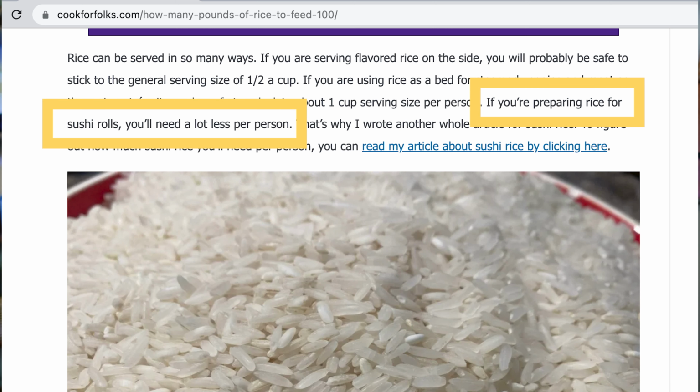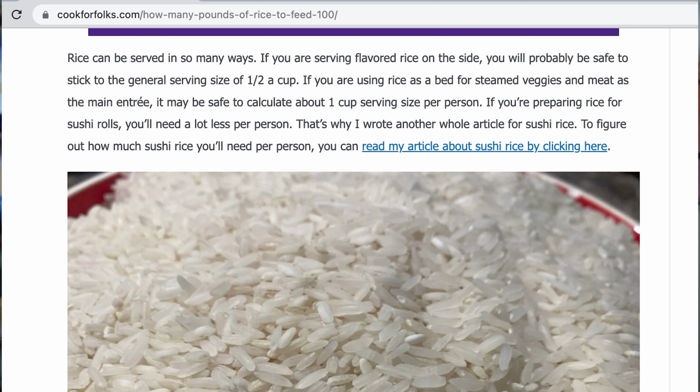So I added some text, not just a link, I added some text. That's why I wrote another whole article for sushi rice. To figure out how much sushi rice you'll need per person, you can, and then the link itself, the anchor text is, read my article about sushi rice by clicking here. I included sushi rice in the anchor text.